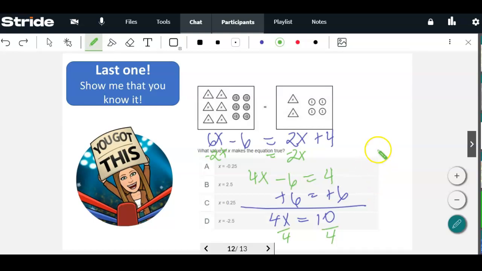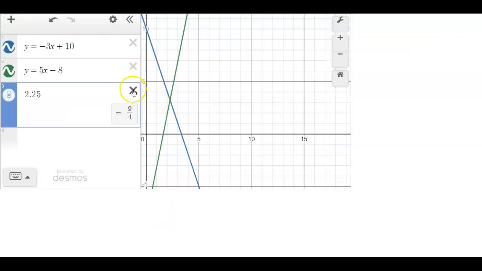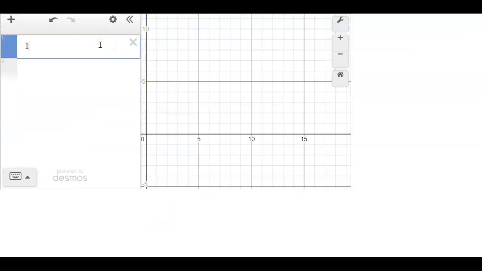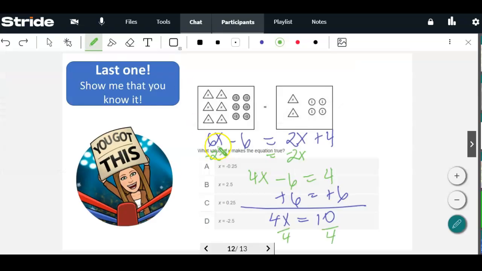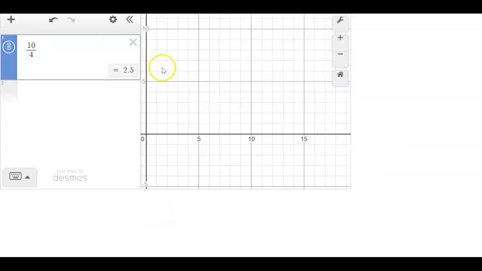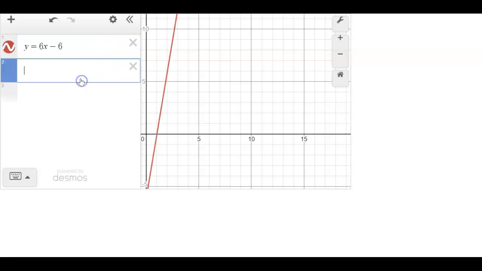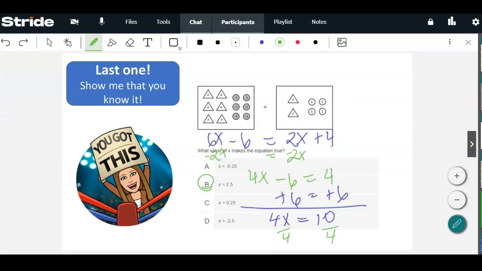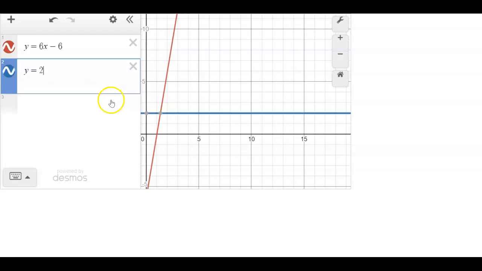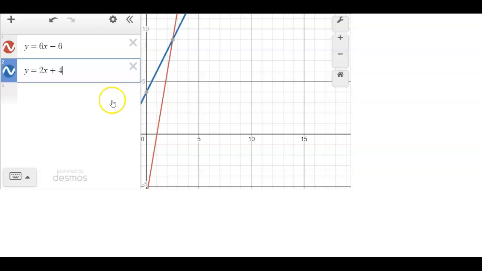So you would need to see what is the correct answer there. It should be 2.5. You can verify on the calculator if you want to put 10/4 in. We'll also do the equation here. So 10/4, 2.5. So 2.5 is the correct answer. It's positive, so this is B. And we can put that in, y equals 6x minus 6. There's my red line. And y equals 2x plus 4. And there it is, right there, 2.5.